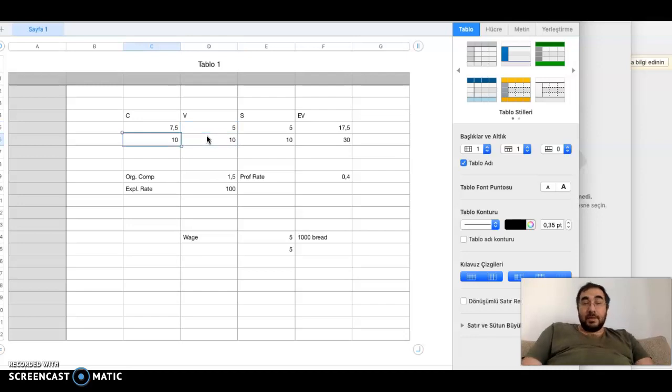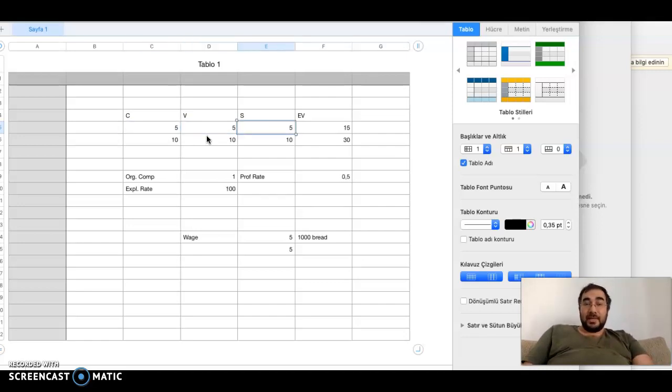Well, what would happen to the organic composition of capital if we just reduce the constant capital? If we reduce just the constant capital, in that case, the organic composition of capital will decrease. So the organic composition of capital will decrease in case our technological improvement is basically decreasing the constant capital.